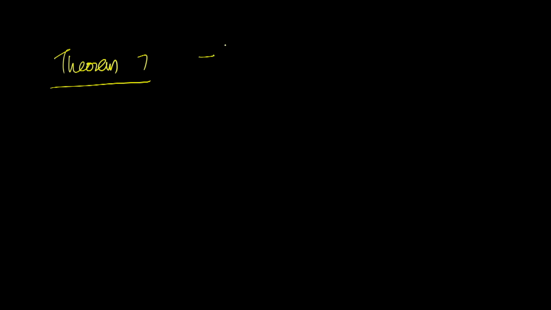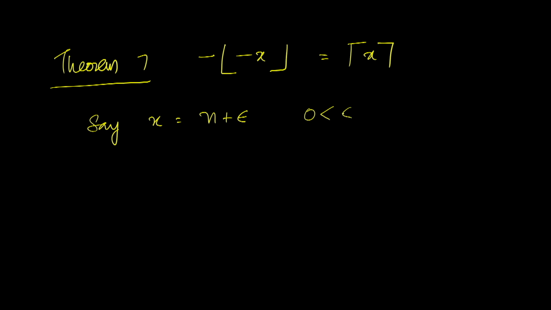The seventh result would be this: the negative of the floor of minus x is the same as the ceiling of x. Say x is n plus epsilon for 0 less than epsilon less than or equal to 1. Note, here I have taken epsilon as strictly greater than 0, where n is an integer. Then the ceiling of x is n plus 1. This is what the right hand side is.